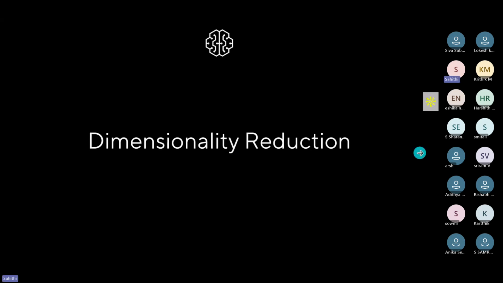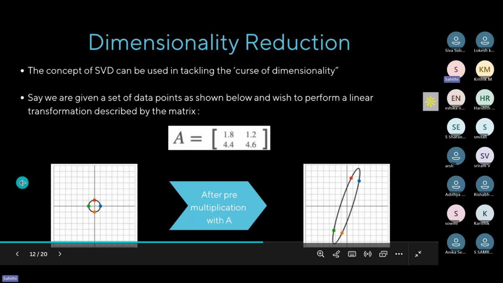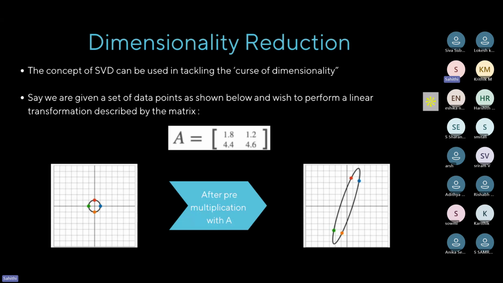So now let's talk about how we can use this decomposition for dimensionality reduction. Basically, the concept of SVD can be used in tackling the curse of dimensionality. Say we're given a set of data points, like for example, over here, it's this entire circle. And we wish to perform a linear transformation defined by the matrix A. Usually when we pre-multiply a vector with the matrix A, we perform a linear transformation, and this helps in changing the basis of these data points. So if we multiply with this particular matrix, these points transfer to this kind of a format.